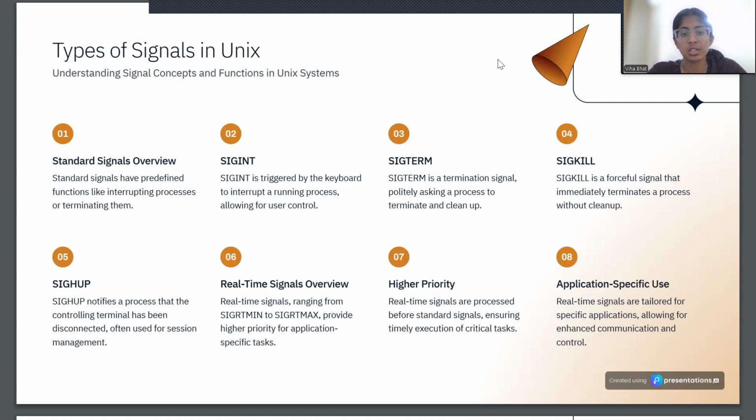Next is real-time signals overview. Real-time signals ranging from SIGRTMIN to SIGRTMAX provide higher priority for application-specific tasks. Next is higher priority again. Real-time signals are processed before standard signals, ensuring timely execution of critical tasks. Next is application-specific use. Real-time signals are tailored for specific applications, allowing for enhanced communication and control.